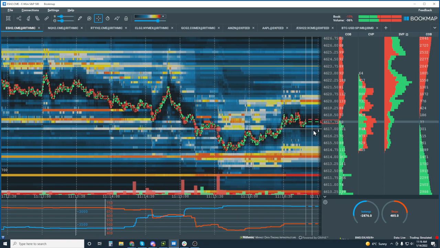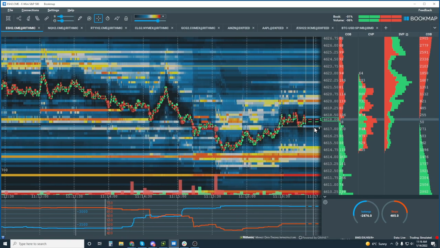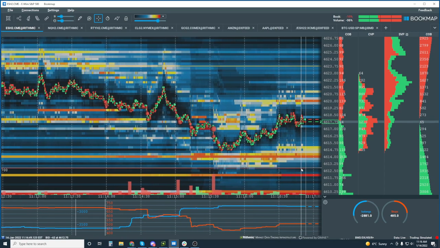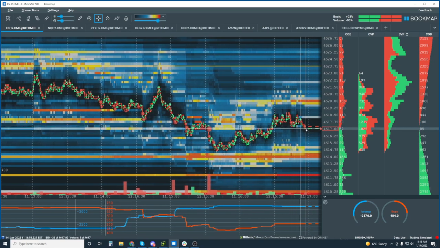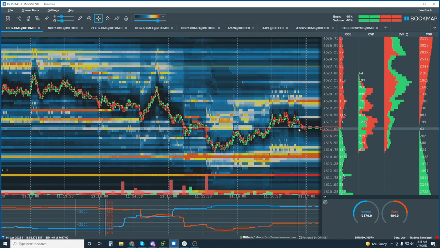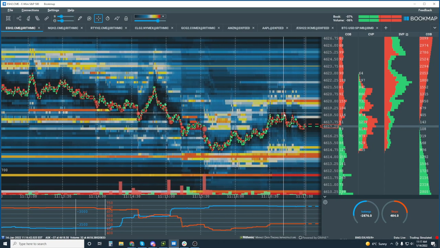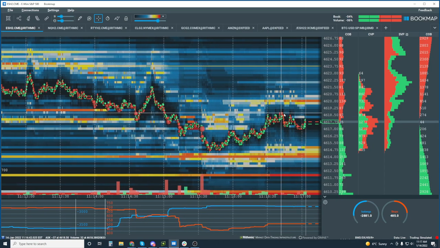Okay, and look at, see how they're not here. Now they're starting to support it on the bid. Not much at all. See how this is just not as high probability. They're not really supporting it here. And it just exhausted out up here as well.